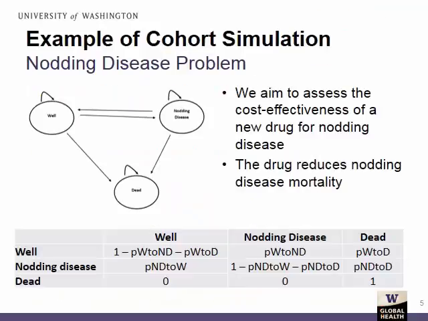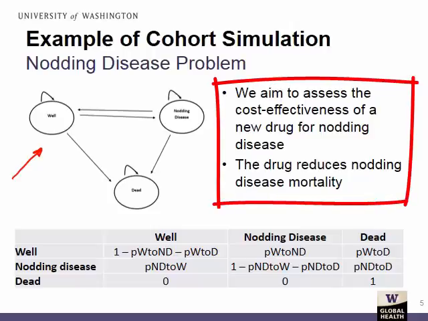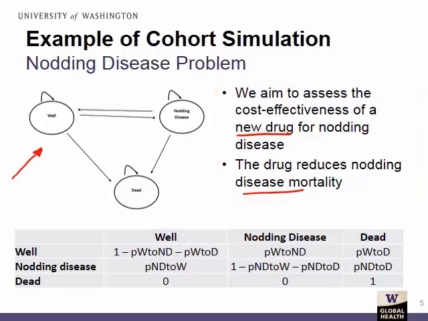So let's give an example of cohort simulation, which is the first and more common method of analyzing Markov models. We have a Markov model for nodding disease, and the aim is to assess the cost effectiveness of a new drug for nodding disease. This drug reduces nodding disease mortality. We also have a transition matrix, and we already talked about this matrix, so no need to go back there.